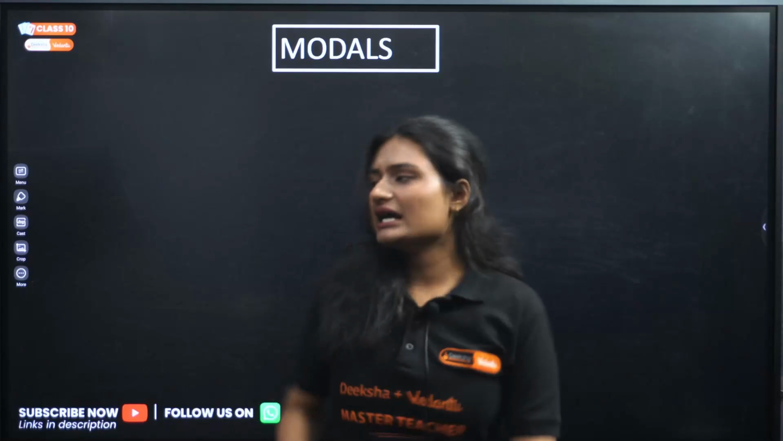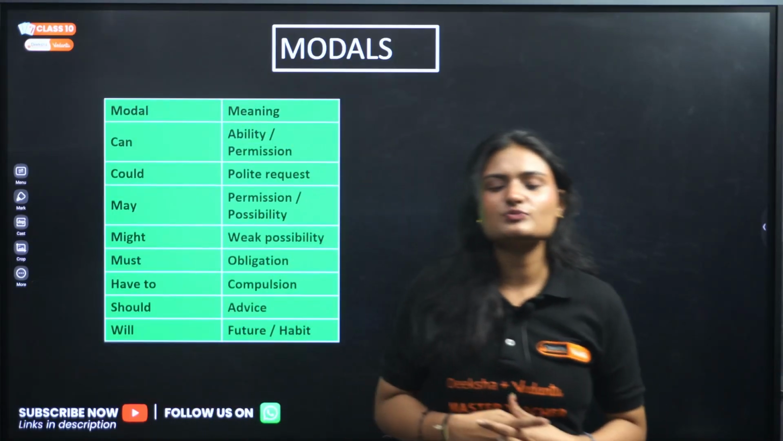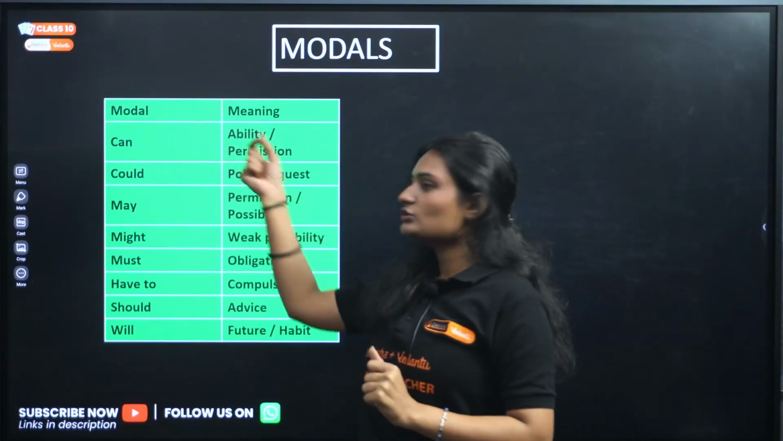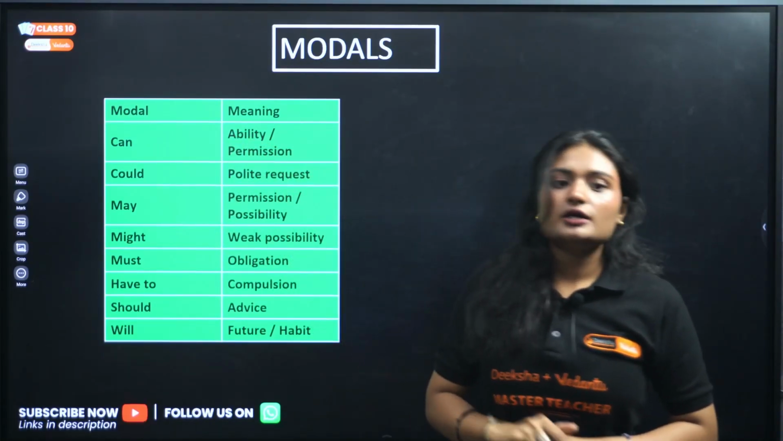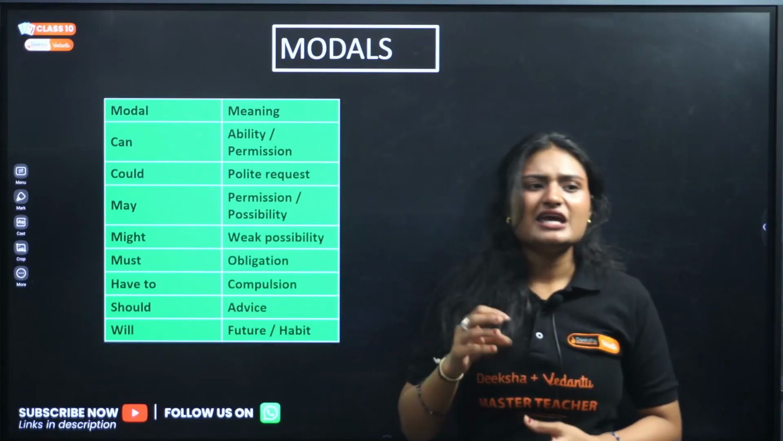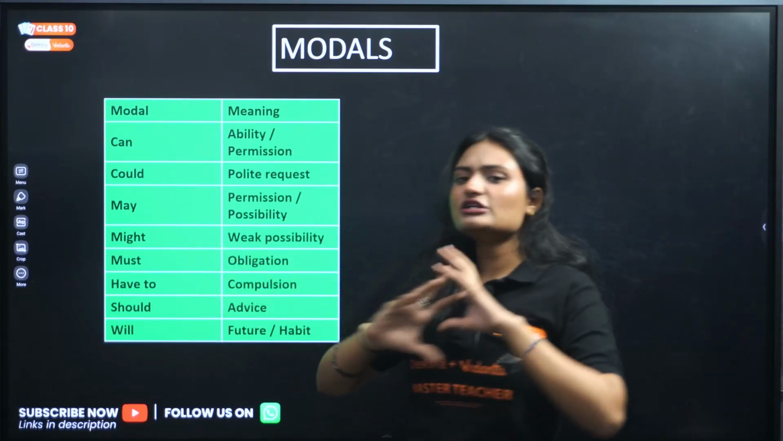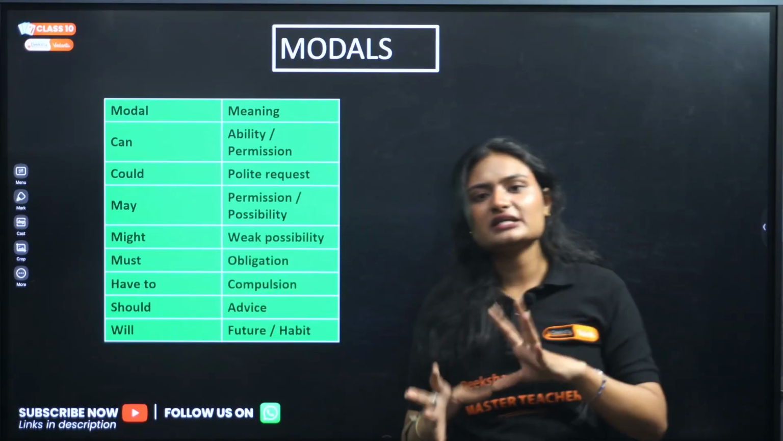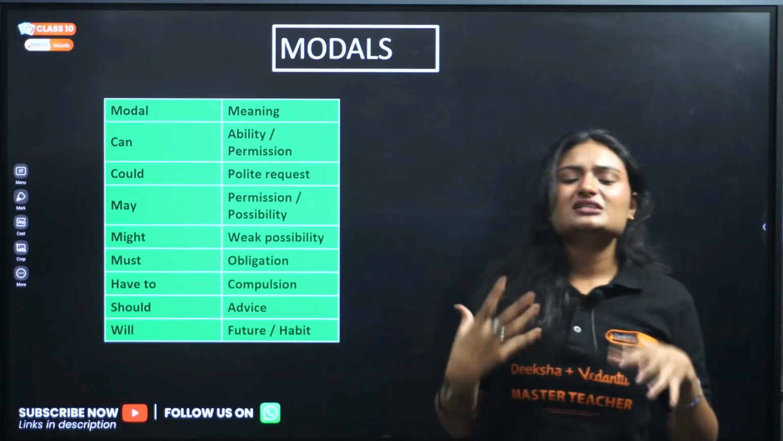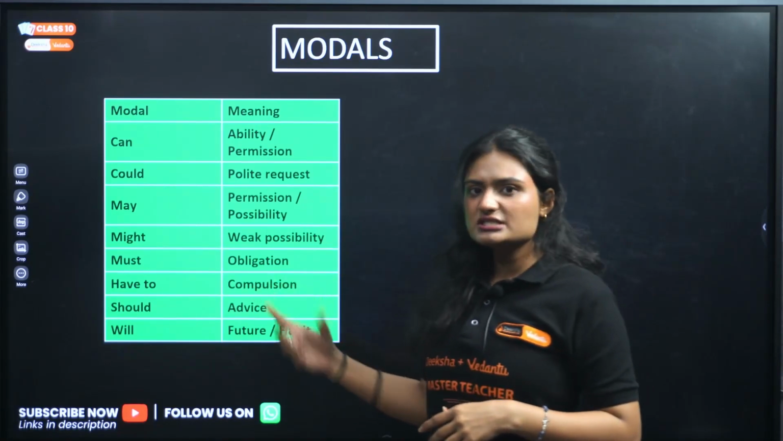Modals. Now in modals you have some commonly used modals. If you know the meaning of these modals, you can substitute them in the gap filling section. For example, can is used when you are asking for ability or permission. Could is used when you have a polite request. May is used when you have permission or possibility. If the possibility is very weak, you use might. If we have an obligation, if you cannot deny it, must is used. Should is used when you have advice. The thing you are saying is advisory in nature. Then if compulsion is there, you use have to.